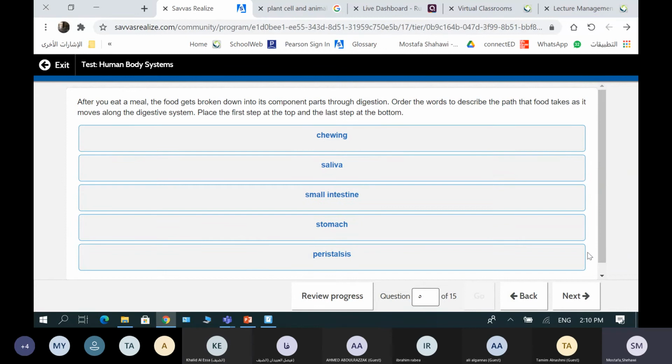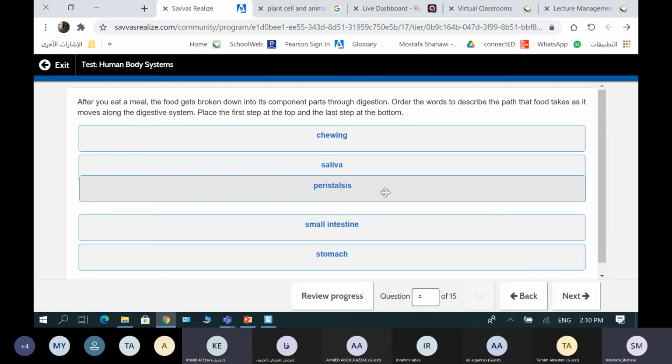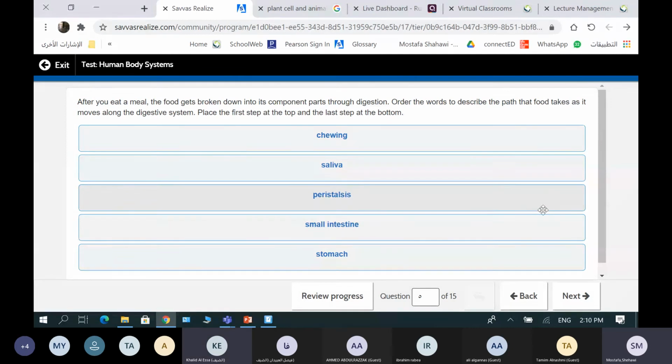What comes after saliva? Stomach? No, not stomach. Before you reach the stomach, you move through the esophagus. Which one here represents the esophagus? It's not here, but there is something that represents the esophagus. Peristalsis. Yes, peristalsis. And after peristalsis comes the stomach, then the small intestine. Very good.